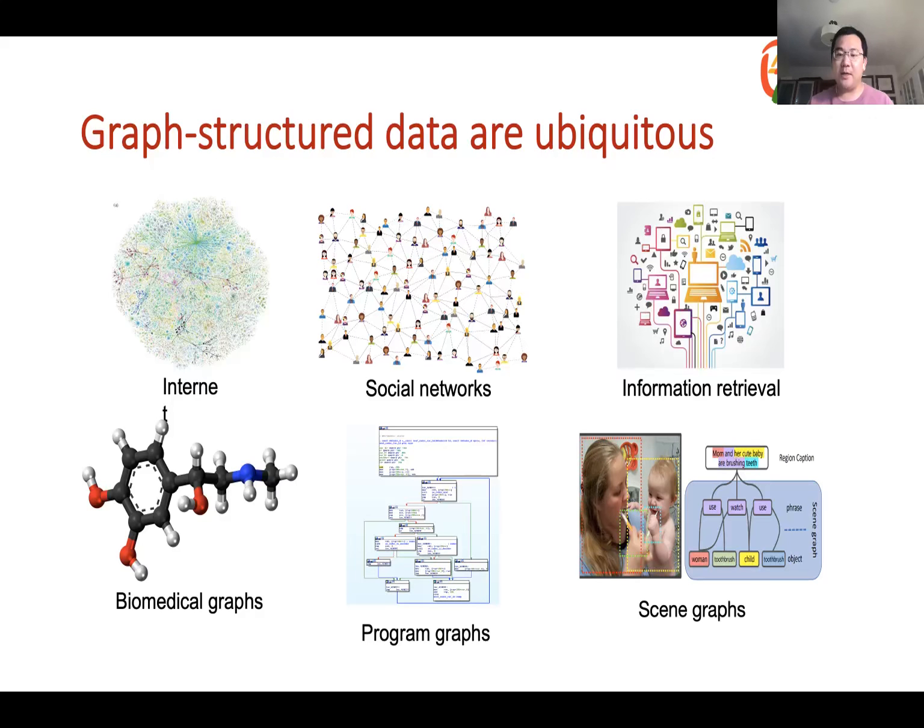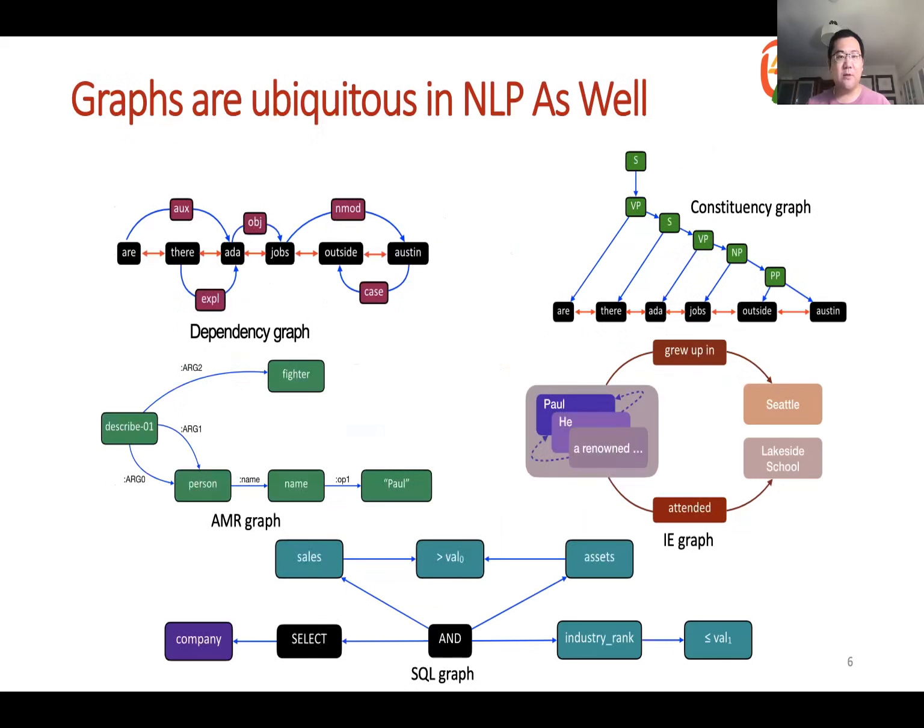Even in the well-known computer vision domain, if we talk about high-level reasoning activity through images, people have been leveraging graph neural nets to do such a task and have achieved great success. So in the NLP domain, graph is also everywhere.